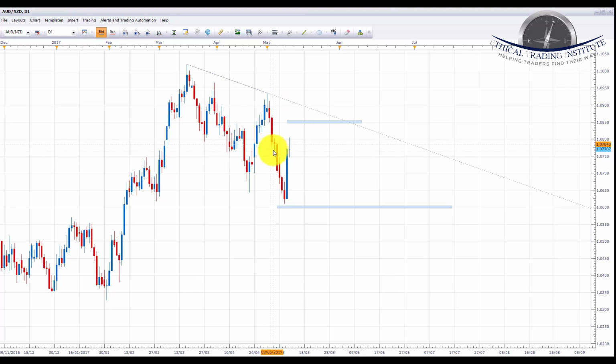We see this corrective downtrend. So again, one to look out for, Aussie New Zealand. I'm going to be keeping an eye on next week. If we get some nice setups, we'll be looking at taking this down to the 1.0600 level next week. So keep an eye out on that one.